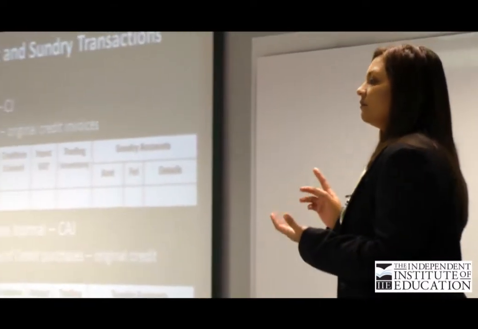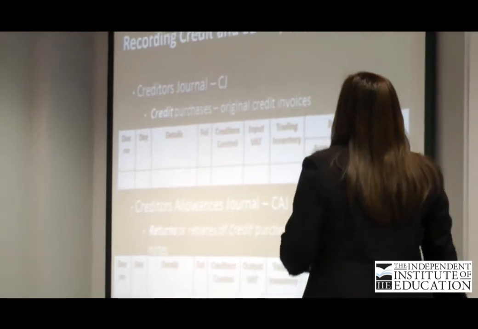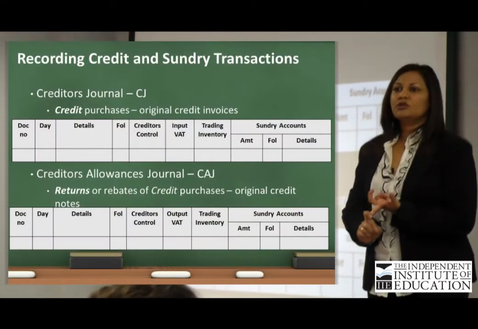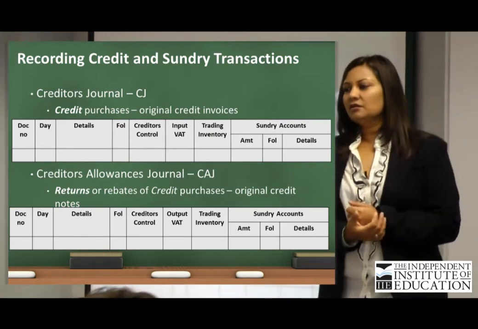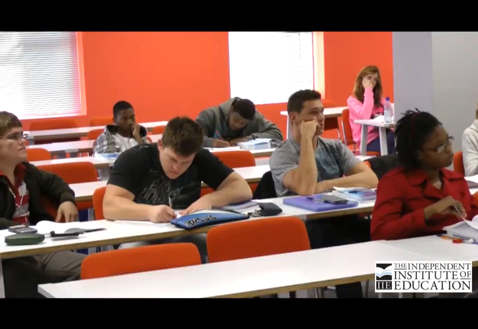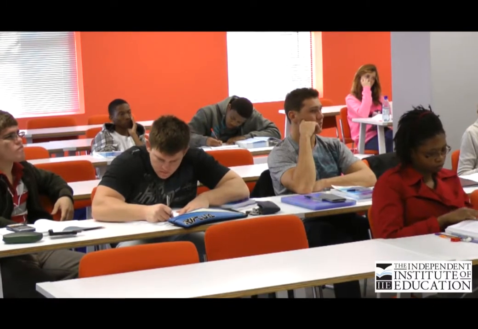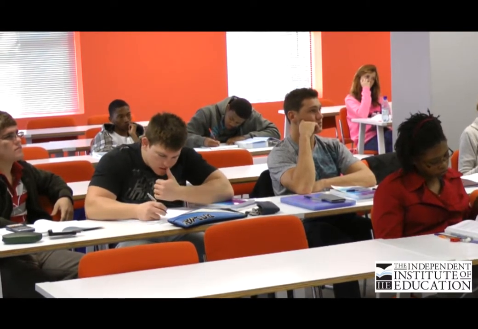I want to now touch on the journals. Okay, so we've got 5 more journals. We start with our creditors journal. Right now, your creditors journal will record transactions between who and who? Between us and our creditors. So when we buy on credit, right?